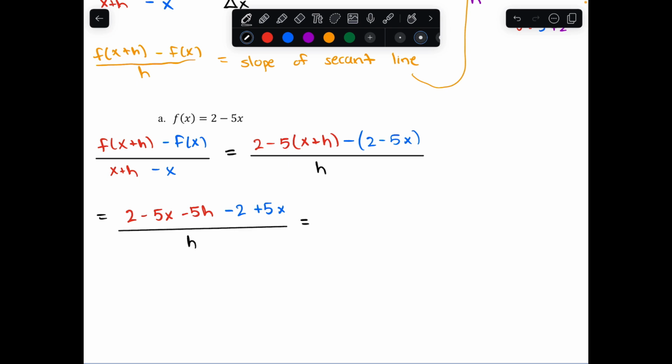Now let's look at the numerator. We're actually going to have a few pieces that cancel out. What do I see? I have a positive 2 and I have a negative 2. So those two are going to cancel each other out. What else do I see? I have a negative 5x and I also have a positive 5x. So those two are going to cancel each other out. So what am I left with in the numerator? Just a negative 5h. So our equation becomes minus 5h divided by h. Well, conveniently, I have an h in both the numerator and the denominator, so those two are going to cancel each other out. And so my final answer is just going to be negative 5.